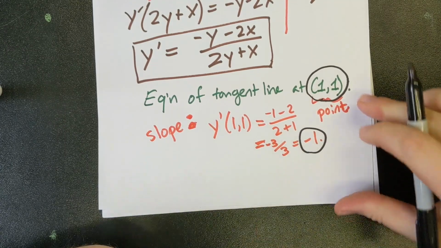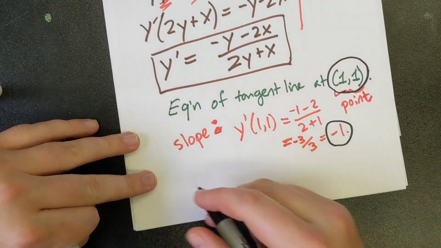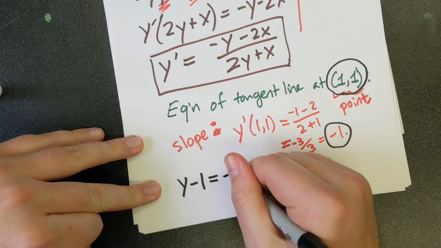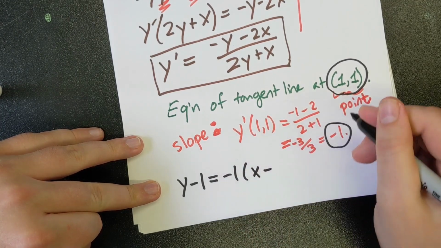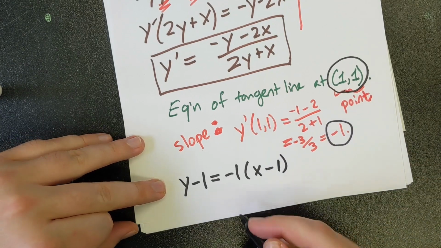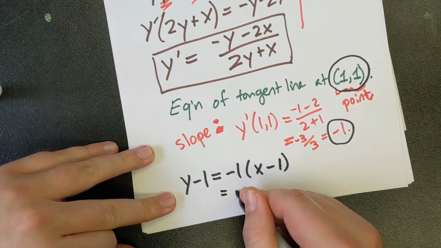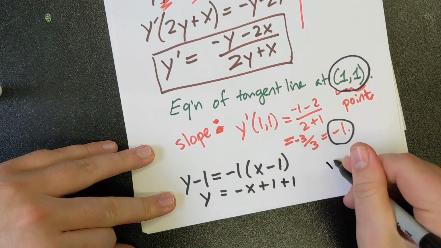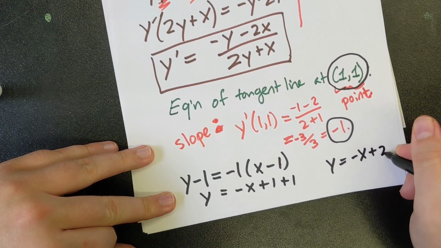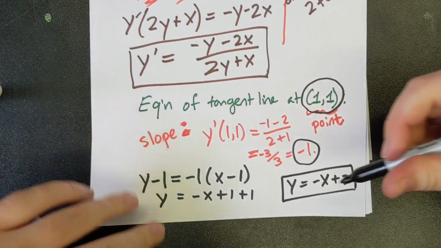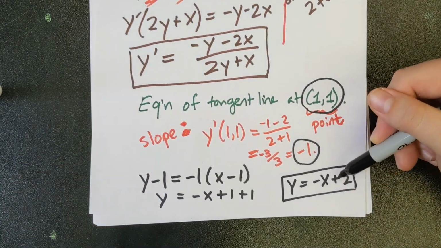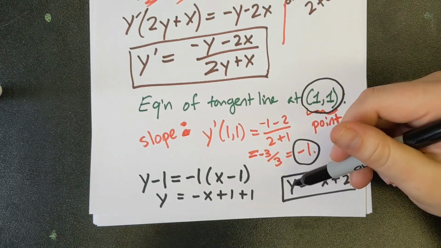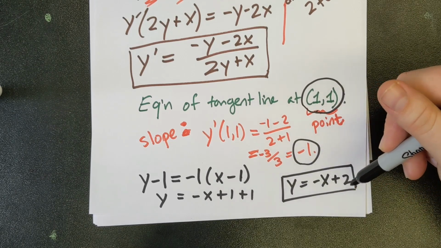So let's put those pieces of information together. You use point slope form if you know it. It's just y minus your y value equals your slope times x minus your x value, 1. And then you can simplify this. This just gives you negative x plus 1. You bring this 1 over as plus 1. So you get y equals negative x plus 2. Or we could have done y equals mx plus b, say y equals negative x plus some b, and then use this point to figure out what b has to be. Either way, you get the equation of your tangent line is y equals negative x plus 2.